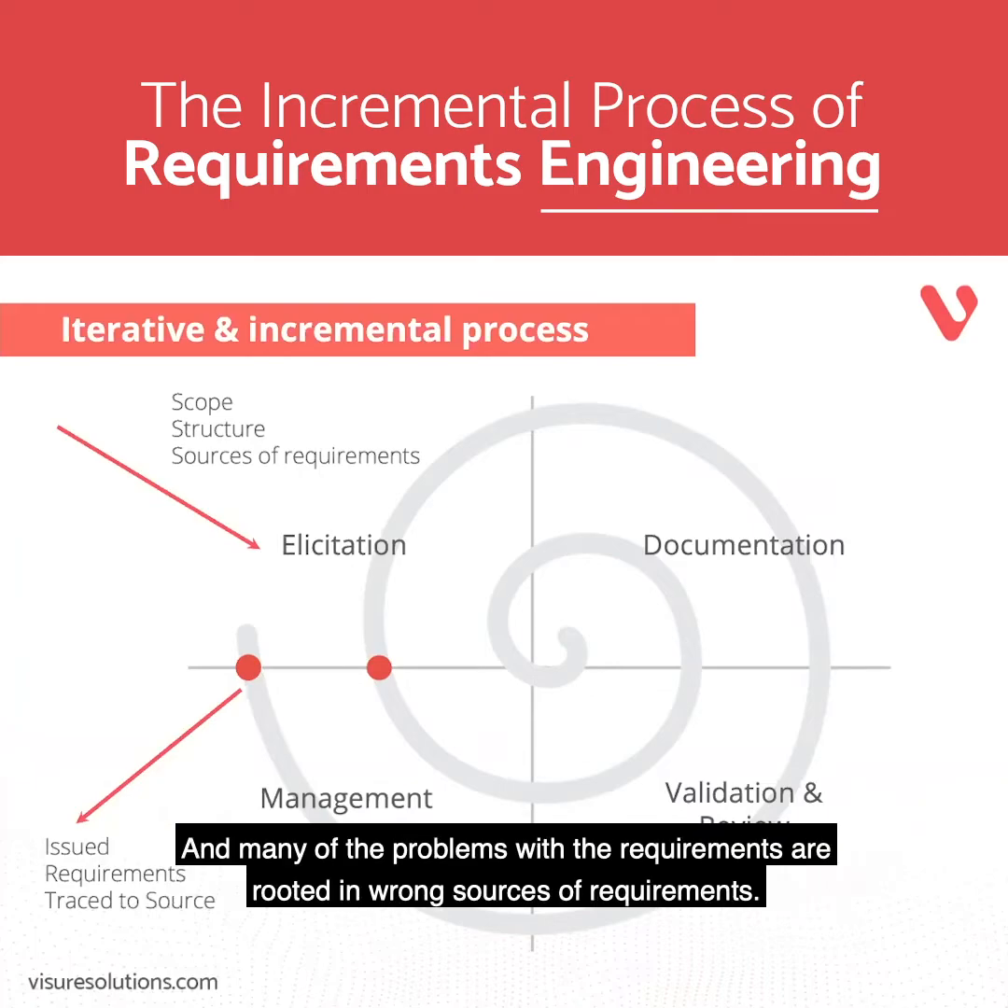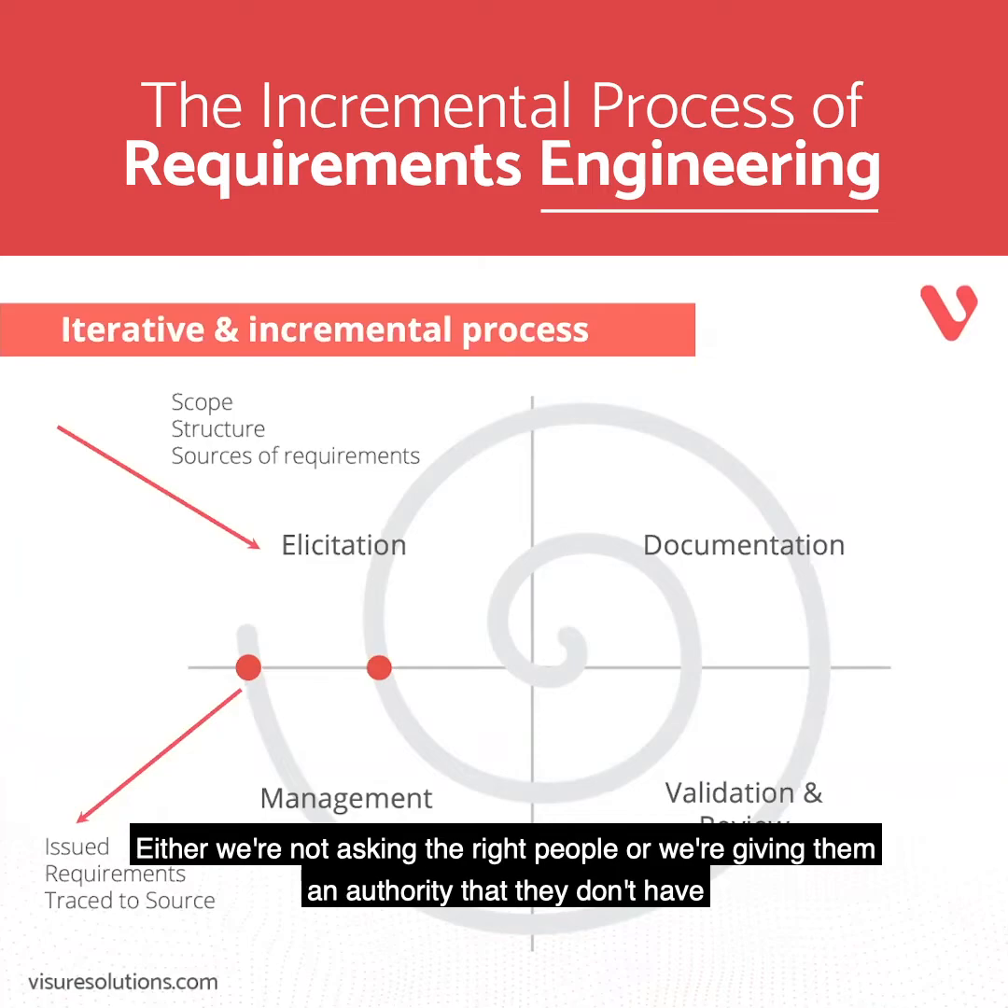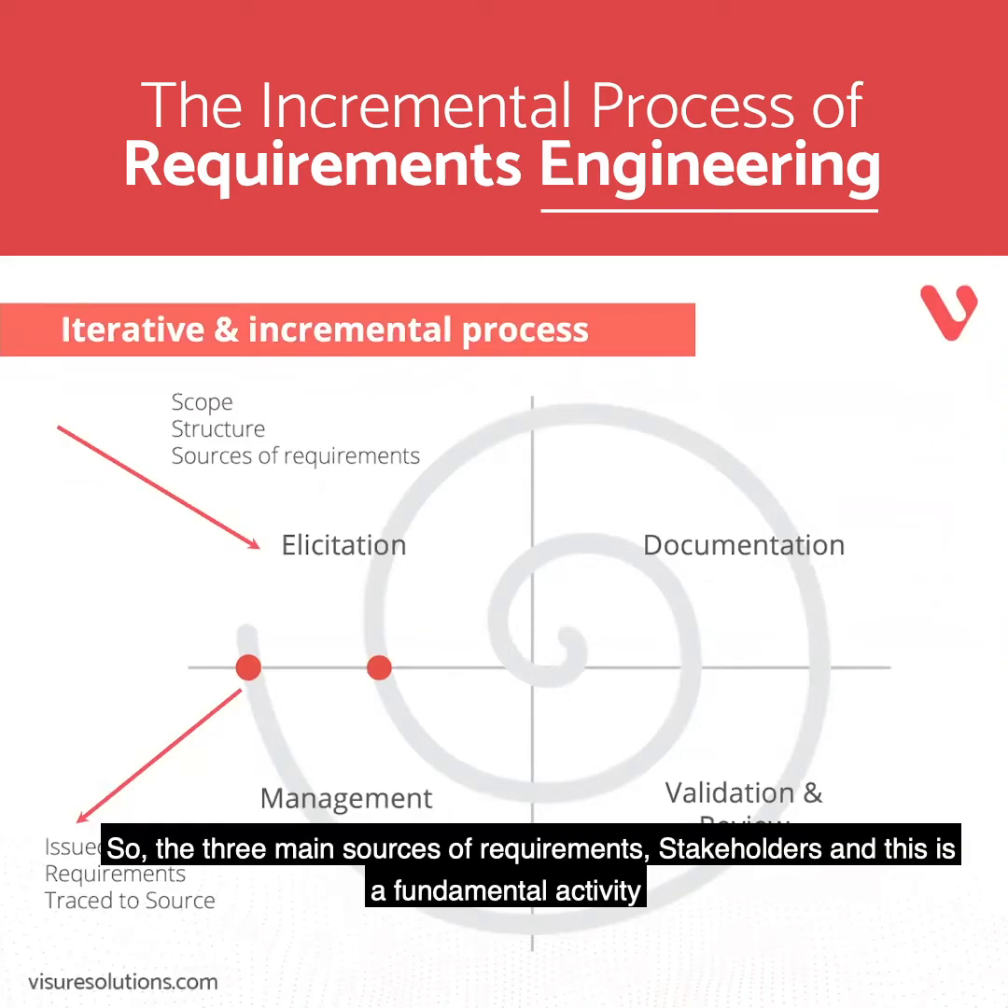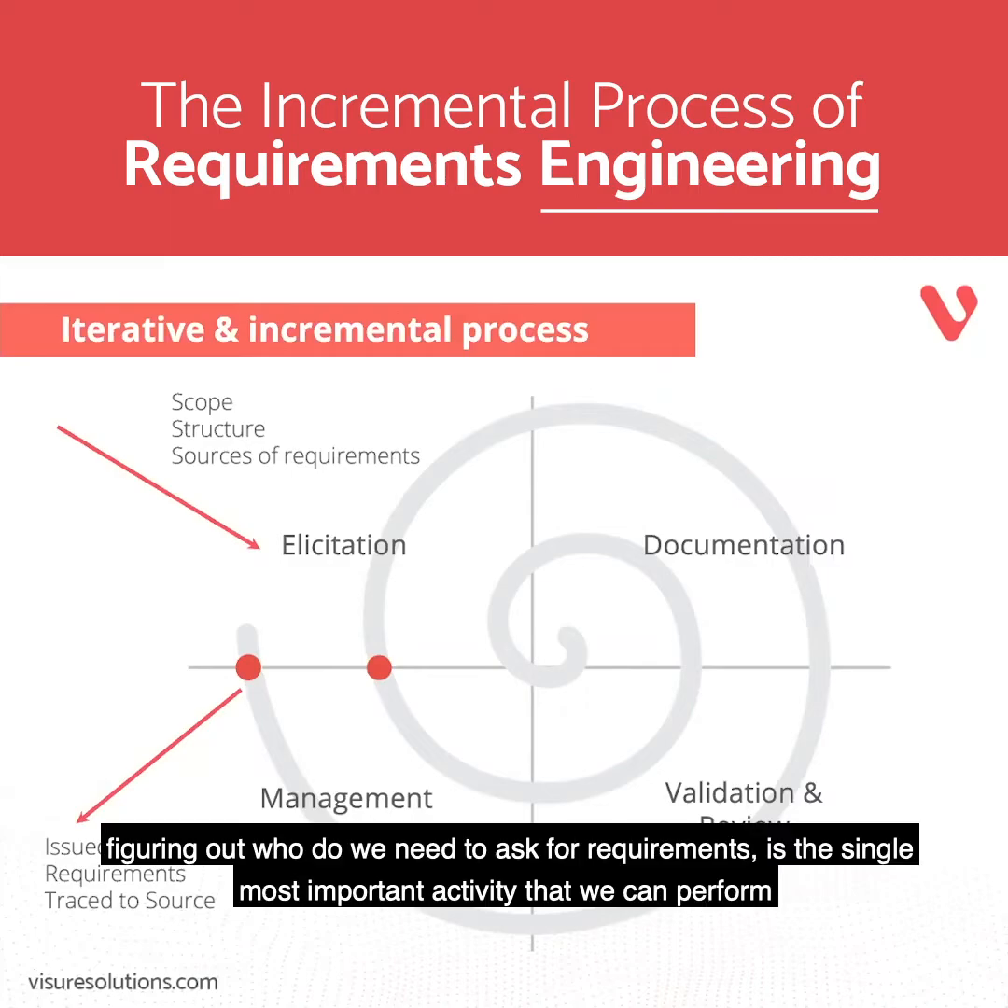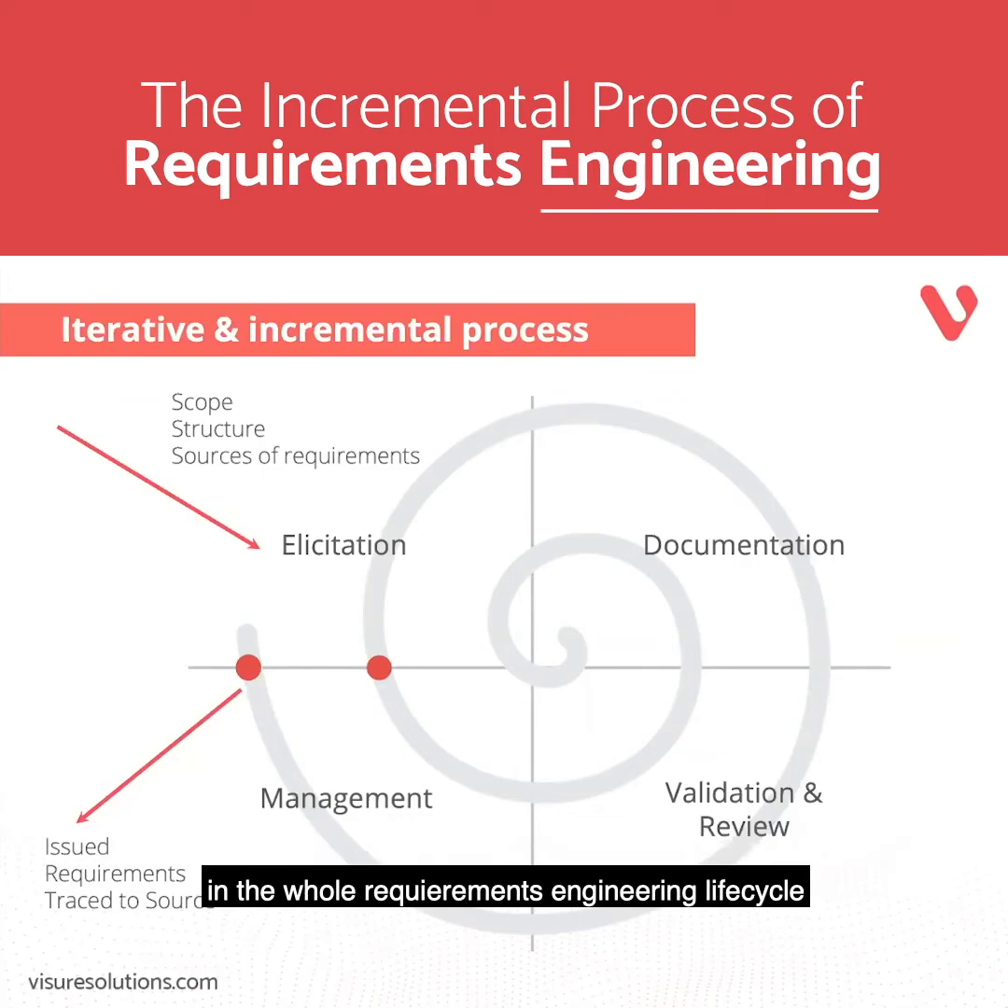And many of the problems with the requirements are rooted in wrong sources of requirements. Either we're not asking the right people or we're giving them an authority that they don't have. So the 3 main sources of requirements: stakeholders, and this is a fundamental activity. Figuring out who we need to ask for requirements is the single most important activity that we can perform in the whole requirements engineering lifecycle.